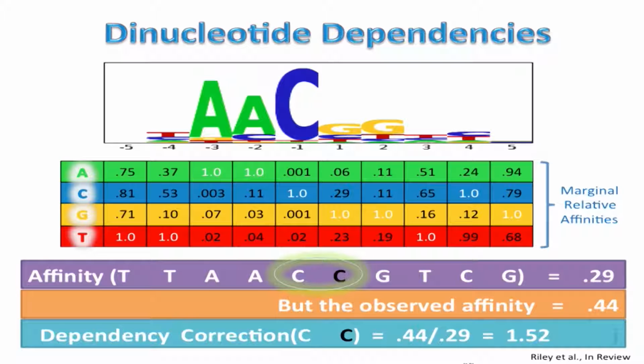It doesn't hold. So in order to correct the positional independence model, we add a dependency correction. We say for any time you have a CC in the center of the binding site, position -1 and +1, we have a dependency correction where we increase the affinity estimate by 50%. People call this a dinucleotide dependency correction. If we perform this calculation for all possible dinucleotide dependencies between any two positions, we can construct a whole array of dinucleotide correction terms. And that's what the next slide is.